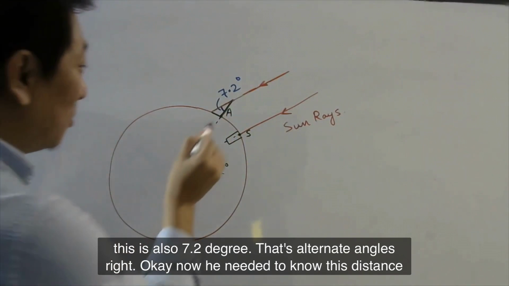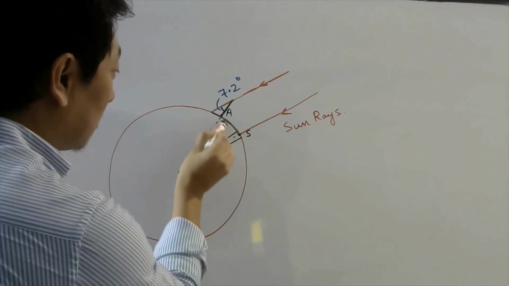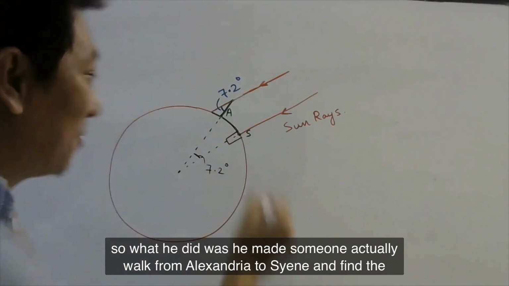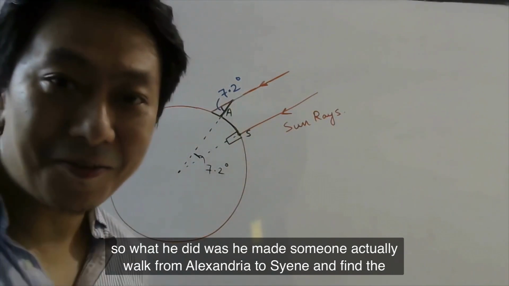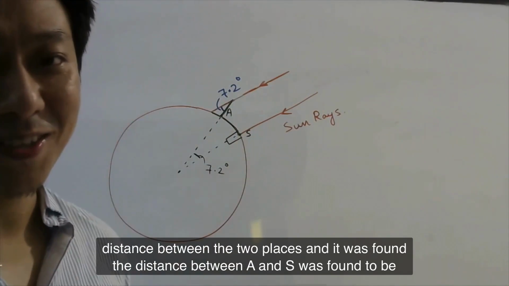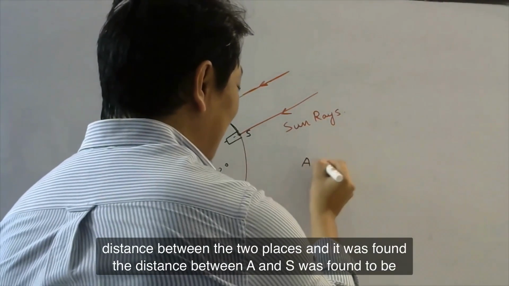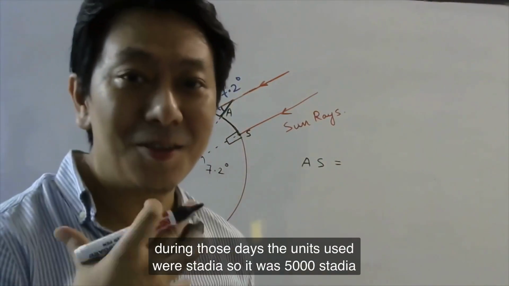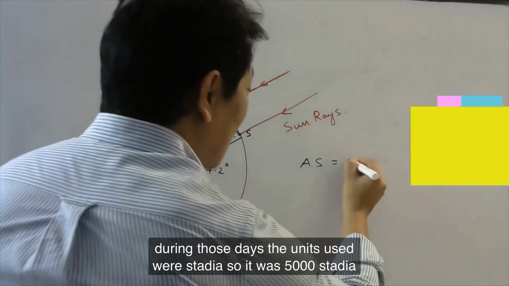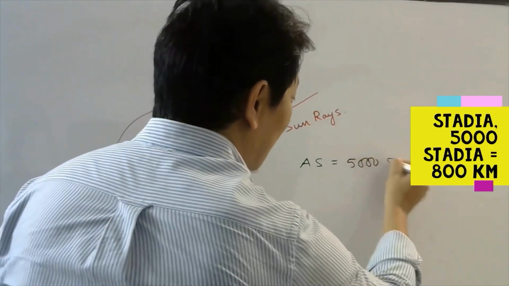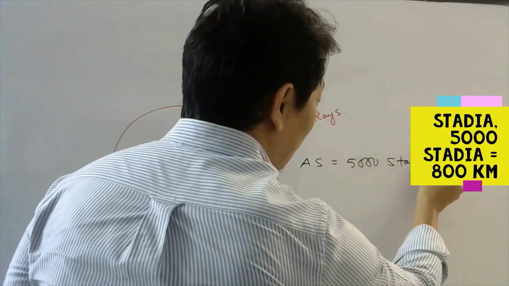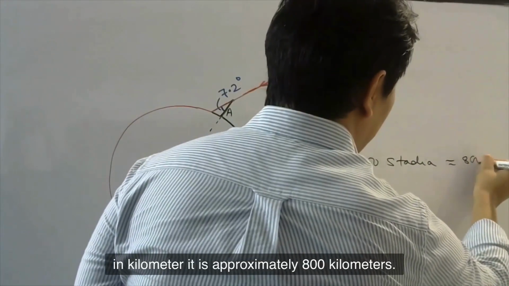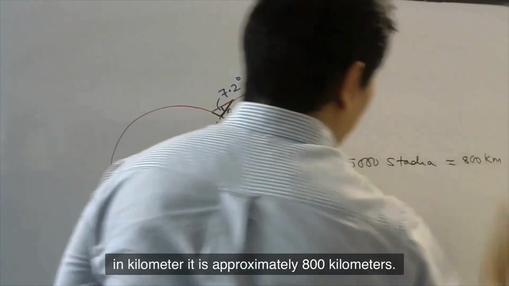Now he needed to know this distance. So what he did was he made someone actually walk from Alexandria to Syene and find the distance between the two places. And the distance between A and S was found to be, during those days the units used were stadia, 5000 stadia. In kilometers, it is approximately 800 kilometers.